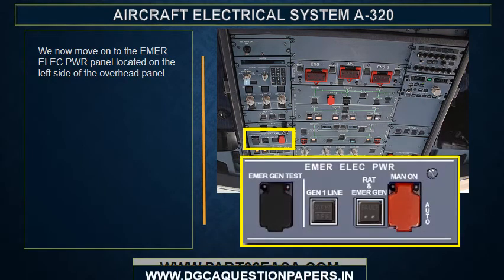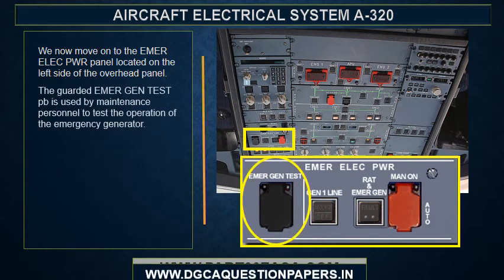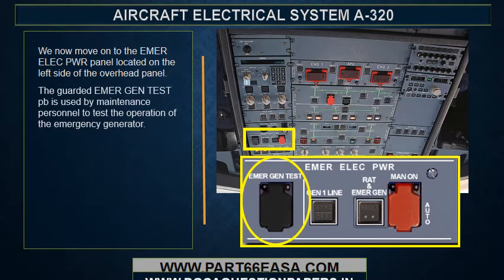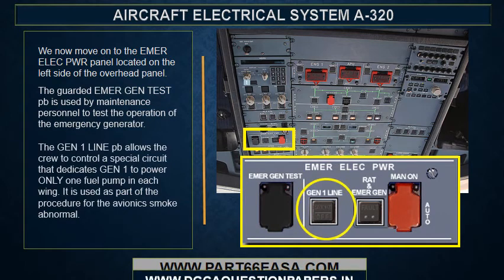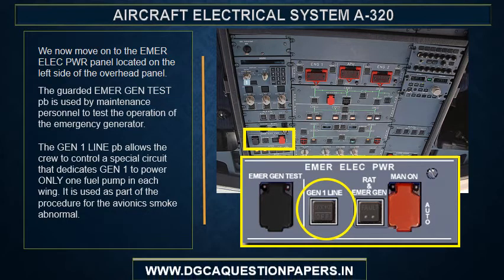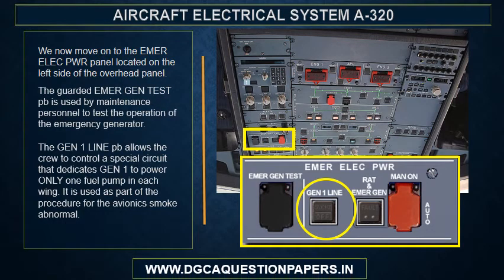We now move on to the emergency electrical power panel located on the left side of the overhead panel. The guarded emergency generator test push button is used by maintenance personnel to test the operation of the emergency generator. The Gen 1 line push button allows the crew to control a special circuit that dedicates Gen 1 to power only one fuel pump in each wing. It is used as part of the procedure for the avionics smoke abnormal.